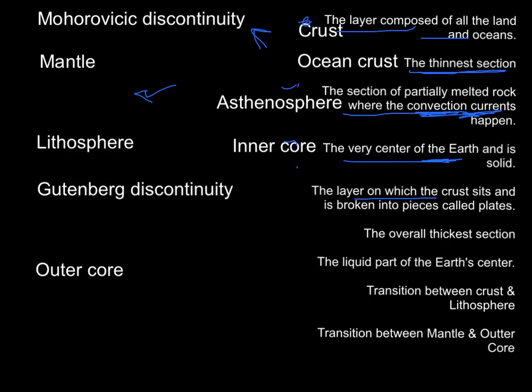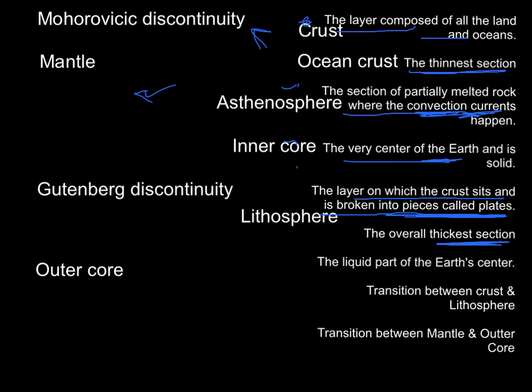The layer on which the crust sits and is broken into pieces called plates. That's a big clue. Pieces called plates. The lithosphere. What's the overall thickest section? The thickest section of the Earth. The mantle. The liquid part of the Earth's center. Outer core.